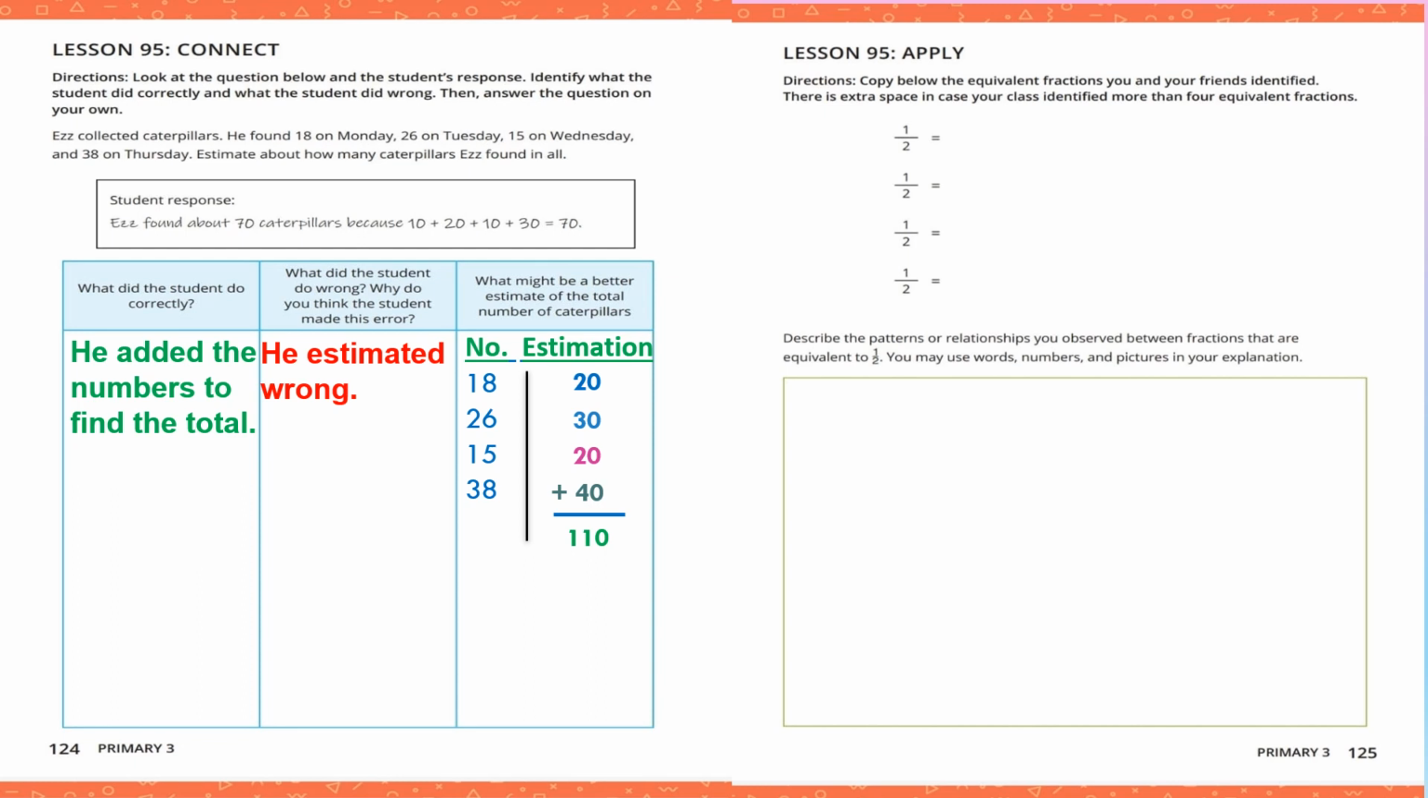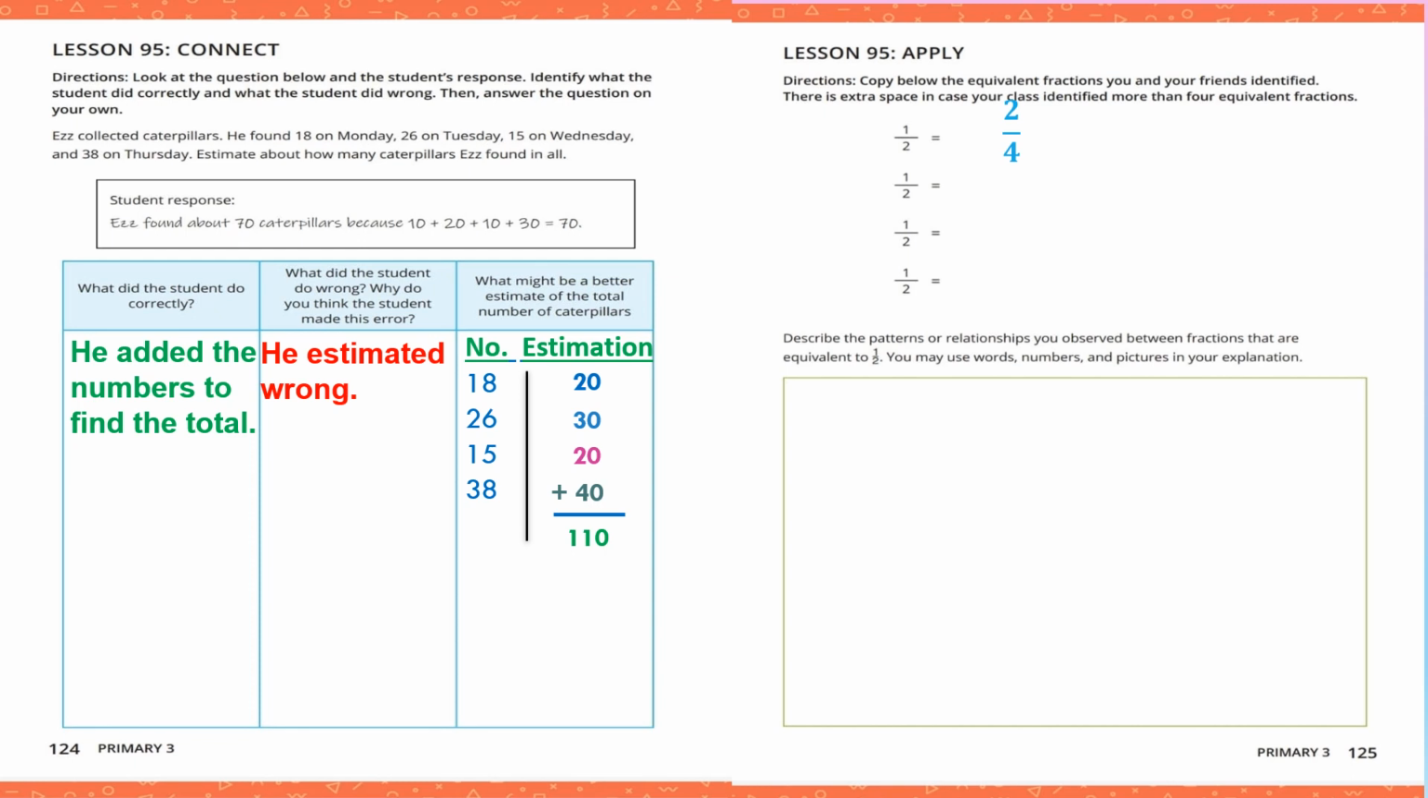The next page. Here I want to find the equivalent fractions of 1/2. So we can multiply the numerator and denominator by any number. First, let's multiply them by 2. 1 times 2 equals 2. 2 times 2 equals 4.